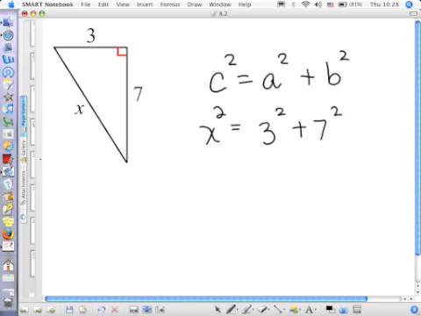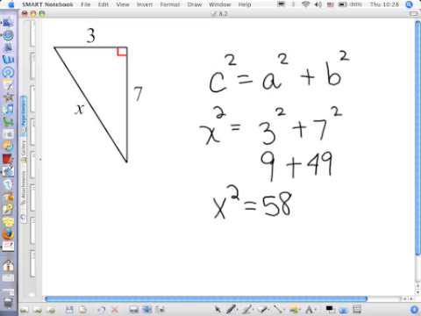All right, from this point, you cannot simply take the square root of both sides. You have to figure out what 3 squared plus 7 squared is. Following our order of operations, what is 3 squared? What is 7 squared? What's 9 plus 49? All right, so x squared is equal to 58.